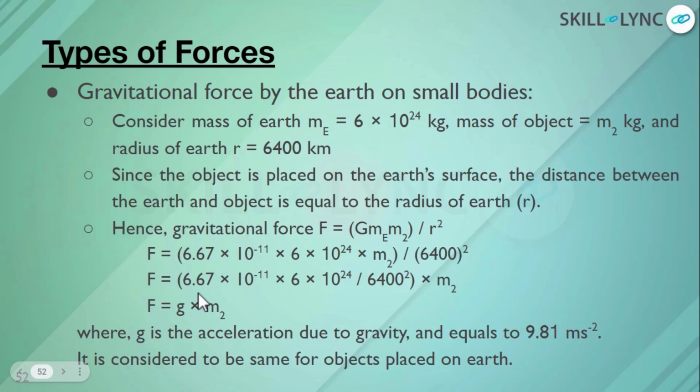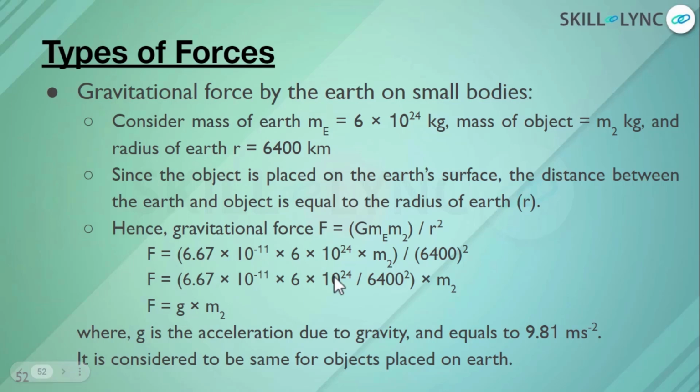Thus, this equation can be written as 6.67 into 10 power minus 11, which is the value of the universal gravitational constant, into 6 into 10 power 24, which is the value of the mass of Earth, into m2, that is the mass of the object, divided by 6,400 kilometers square, which is the square of the radius of the Earth. This can be simplified by taking constants at one end and m2 at the other. So constants into m2.